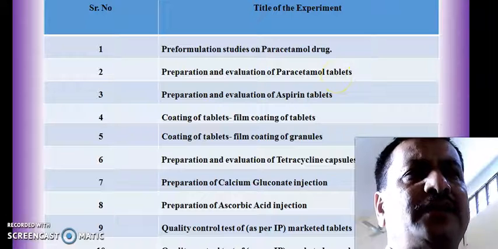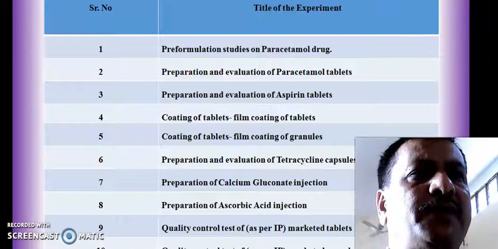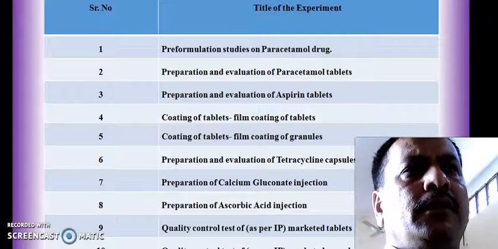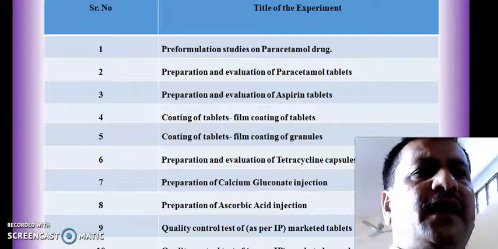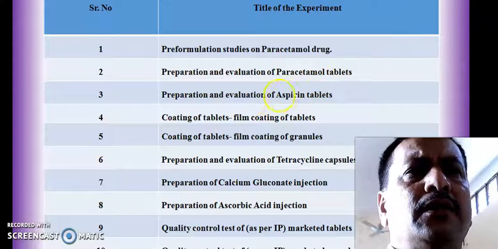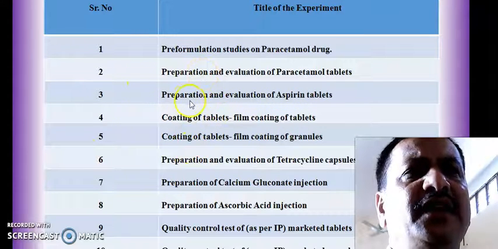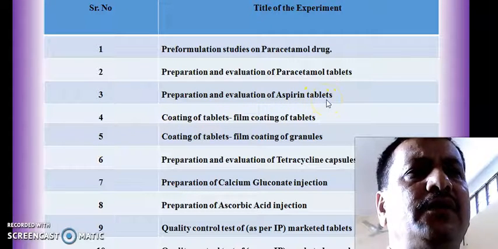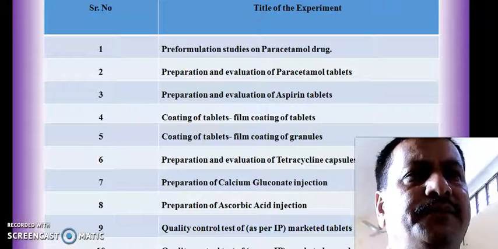in which we are going to prepare paracetamol tablets and evaluate these prepared paracetamol tablets for their quality control as per Indian Pharmacopoeia and USP, that is United States Pharmacopoeia. The third experiment is regarding preparation and evaluation of aspirin tablets, in which we are going to prepare aspirin tablets, and later on we are going to evaluate the prepared aspirin tablets as per IP and USP.